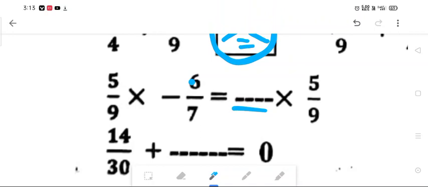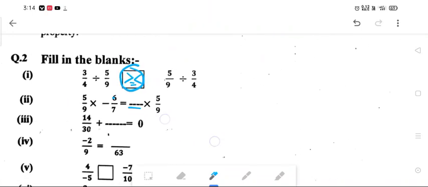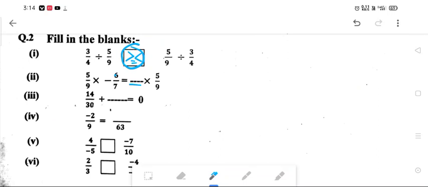If you know about the properties of rational numbers, that is the closure property, commutative property, associative property, distributive property, then you can easily find out the solution. The next is 14 by 30 plus dash is equal to 0. So you have to find out which number should be added to 14 by 30 to get 0. The next is minus 2 by 9 is equal to dash by 63. So you have to find out the equivalent rational number of minus 2 by 9.